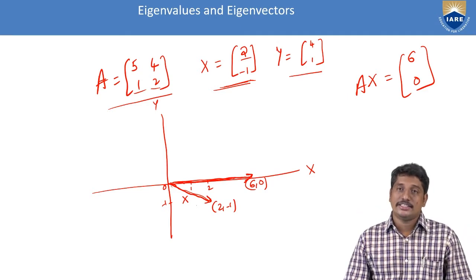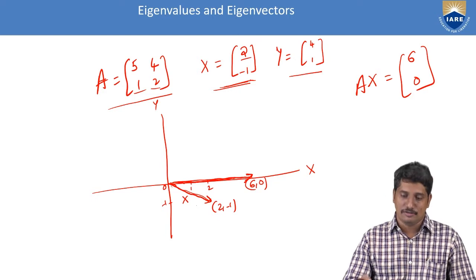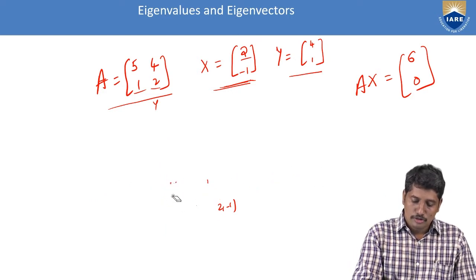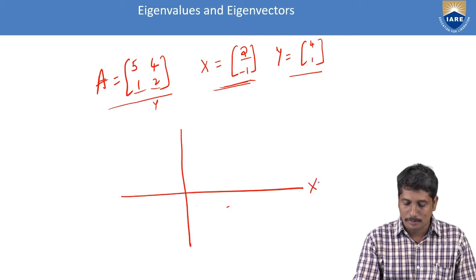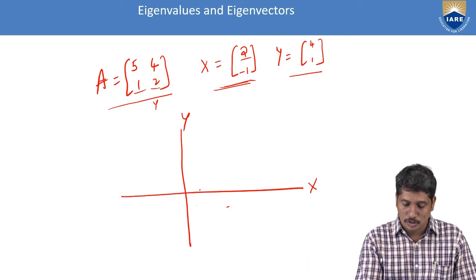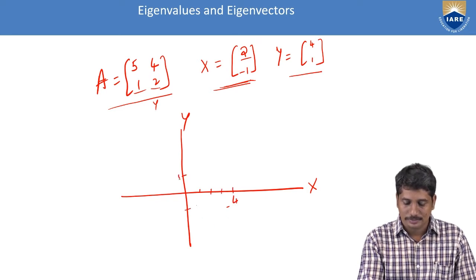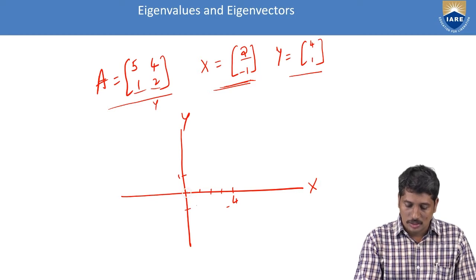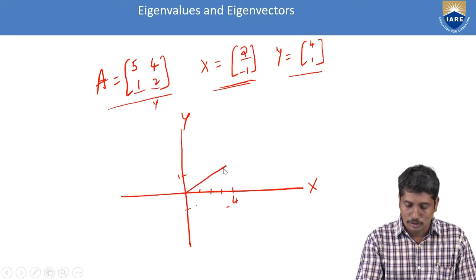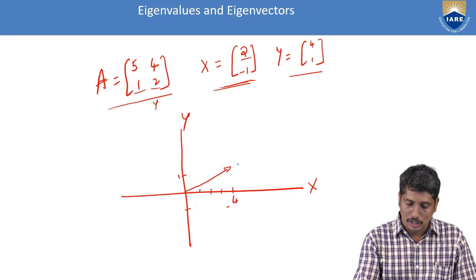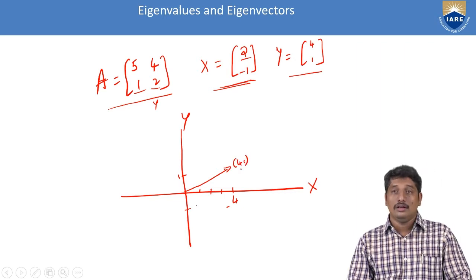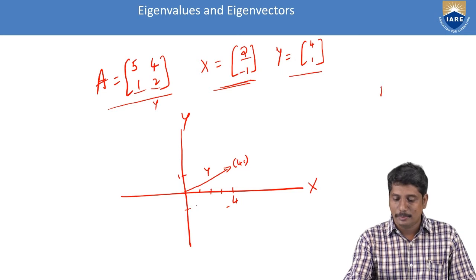Now let us take the case of y and let us look what happens in the case of y. So first, I'd like to project the vector y on xy plane. The vector y is 4, 1. Say this is 4 and this is 1. So the vector 4, 1, that is y. This is our vector 4, 1. This is y. Now let us multiply y with A.